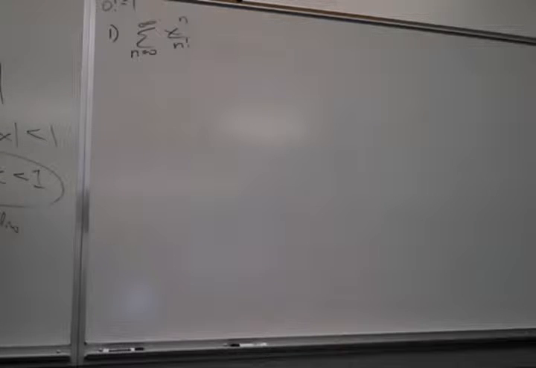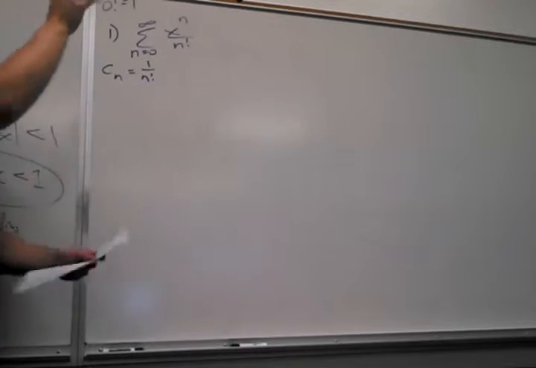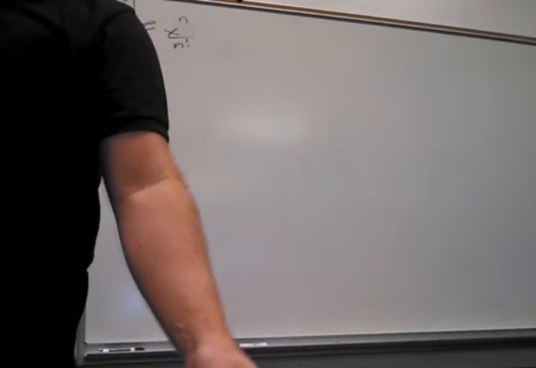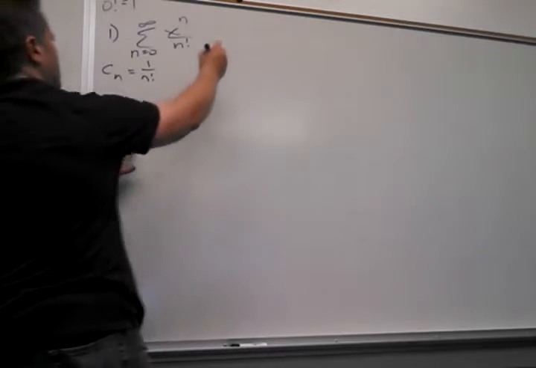So what's Cn? 1 over n factorial. Cool. Again, that doesn't help you in any way really. You just want to make sure you can identify the parts of this. How do I set up this ratio test?